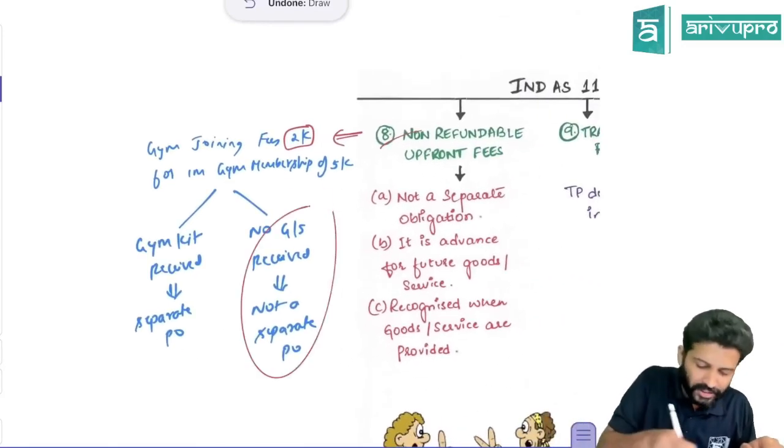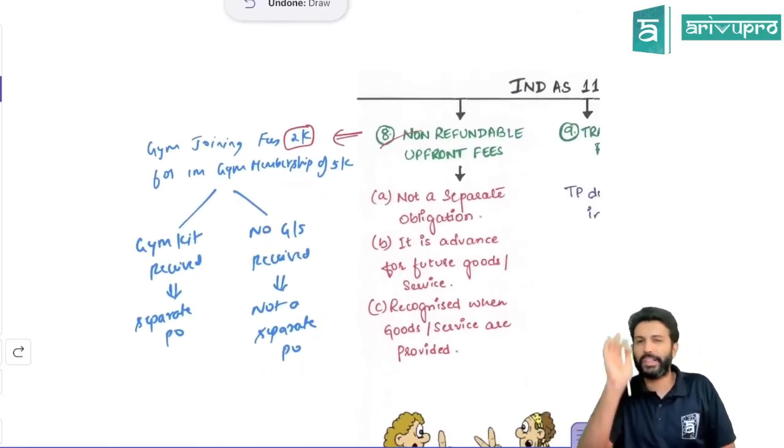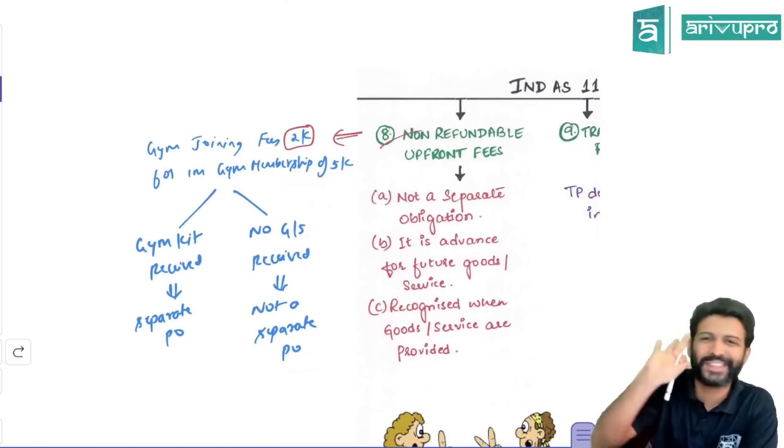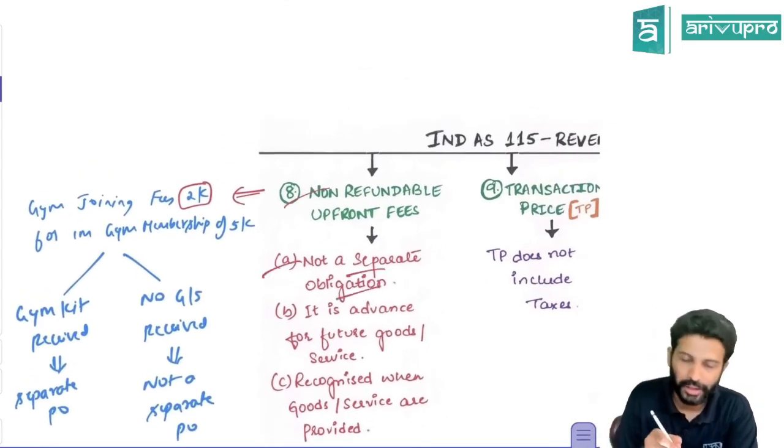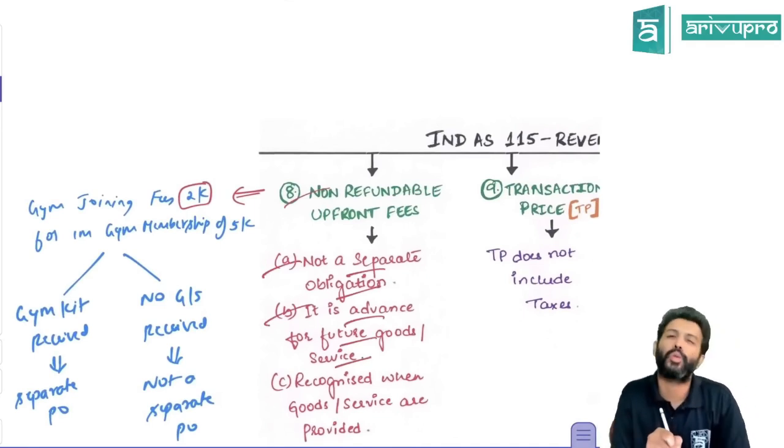Most probably this scenario will be more popular in examination, but again, just check what it is. I'm not saying this will come, just saying. If you have not received any goods or service, then it is not a separate performance obligation. Rather, it becomes an advance for future goods or service.